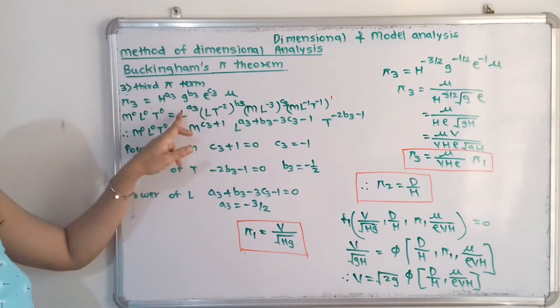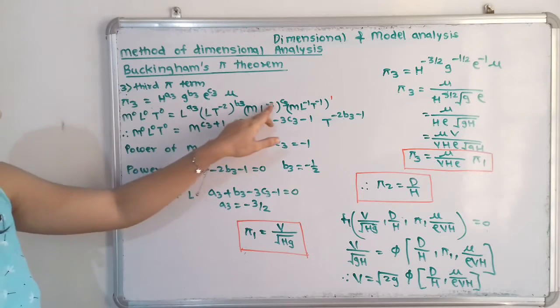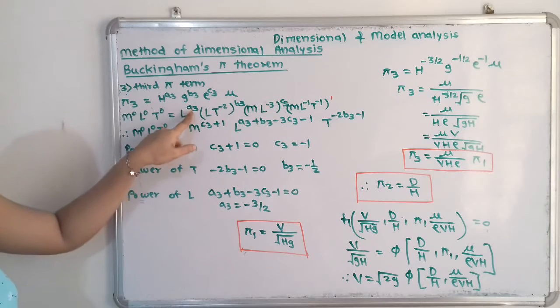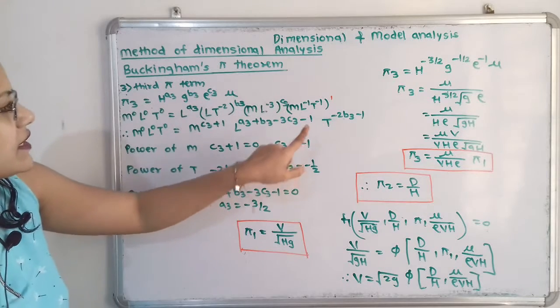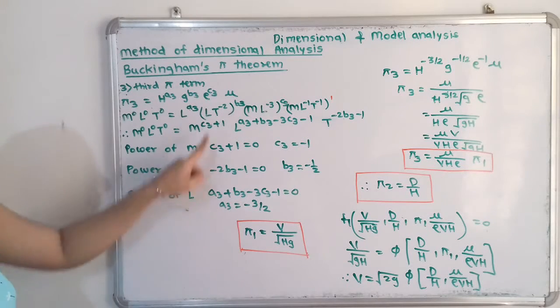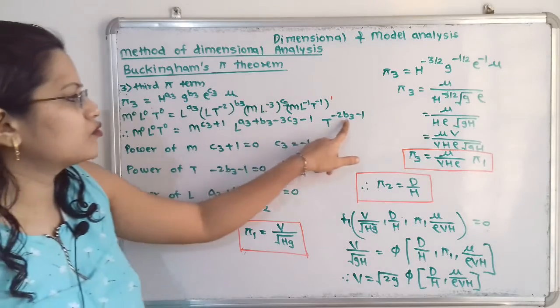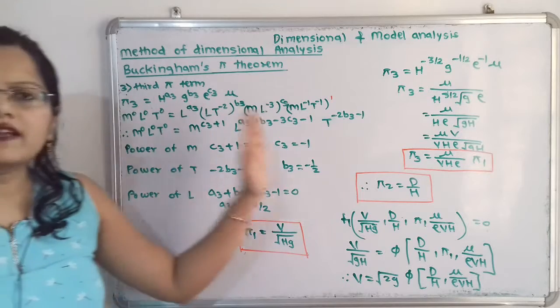Then for l, it is l raised to a3, l raised to b3, l raised to minus 3c3 and l raised to minus 1 is there. That means we will add here a3 plus b3 minus 3c3 minus 1. Then for t, it is t raised to minus 2b3 and here is minus 1. That is minus 2b3 minus 1. Now we will equate the powers on left hand and right hand side.